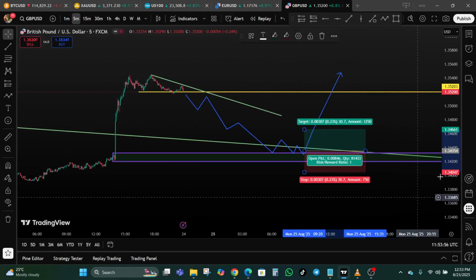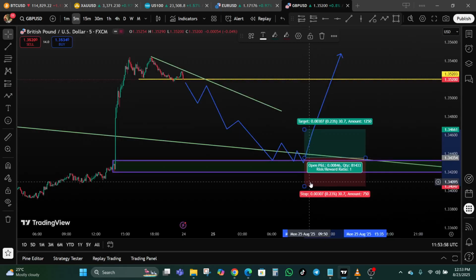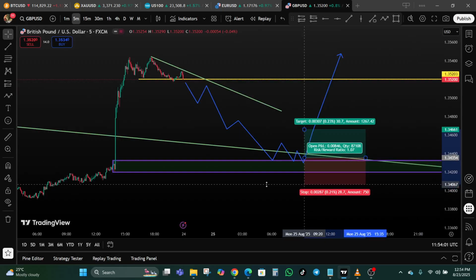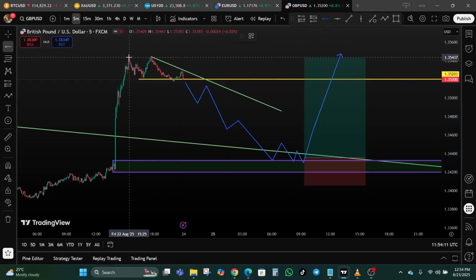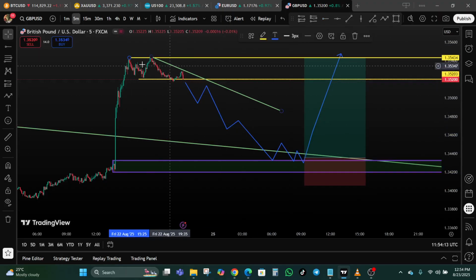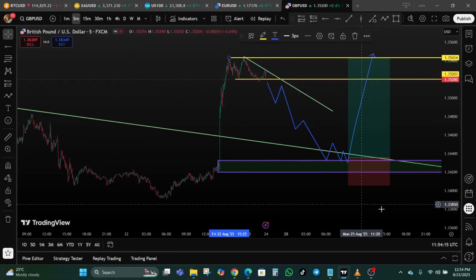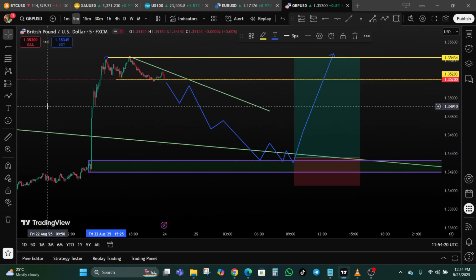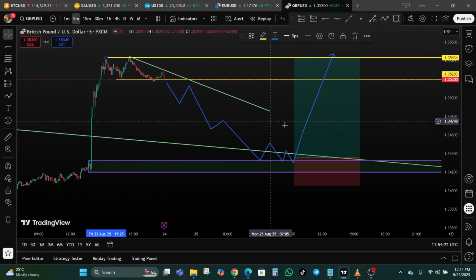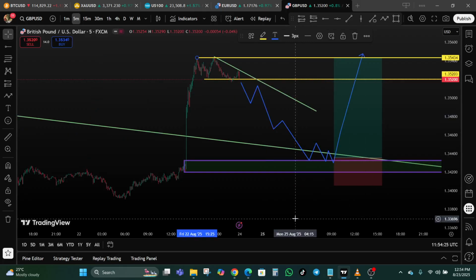If you're sure that you got your confirmations right, then you can just set your stop loss below that zone. Then your take profit can be around that high where price reversed down. You use that for your take profit. So it's super easy. It's a simple strategy.